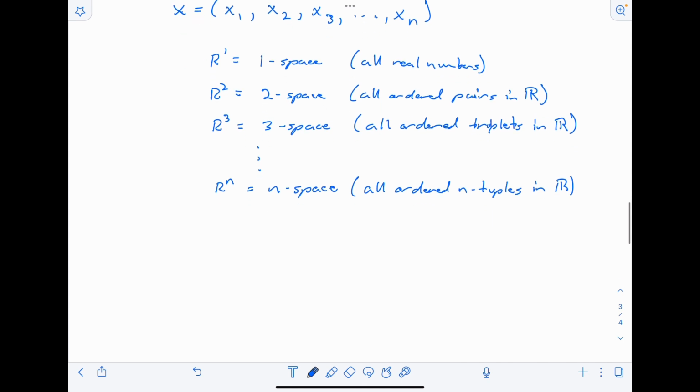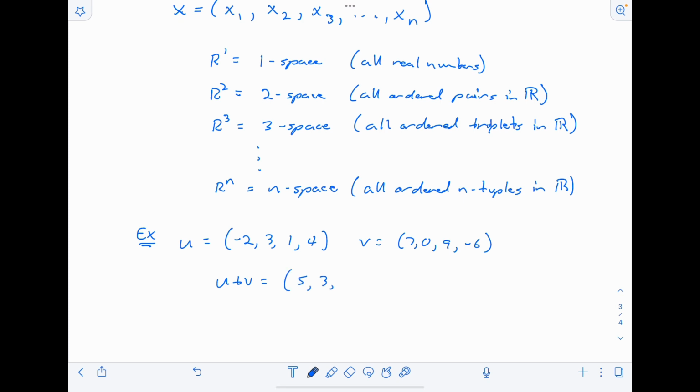So in this case, let's do a quick, simple example. If I have a vector in the 4 space, maybe it's -2, 3, 1, 4, and I've got another vector in that same space, 7, 0, 9, -6. I can add those together by just adding all of the same position components. So I'd have -2 and 7 is 5, 3 and 0 is 3, 1 and 9 is 10, and 4 and -6 is -2.